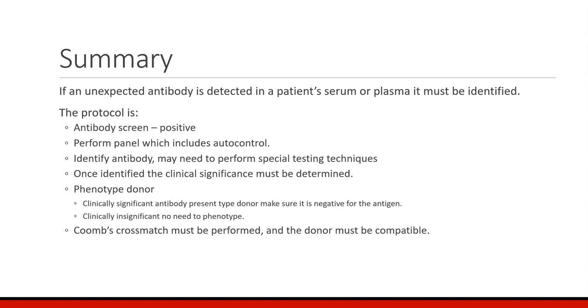For the donor, you will need to phenotype the donor, and if the antibody is clinically significant, you must type it to make sure it is negative for the antigen. If the antibody is considered clinically insignificant, M, N, P, Lewis, I, there is no need to phenotype. But the bottom line is that the donor unit, whether it's phenotyped or not, the Coombs cross-match must be performed and the donor must be compatible. This will prevent errors in which you misidentified the antibody. You called it an anti-Cw when in reality it was an anti-Big E, and your donor has the Big E antigen.